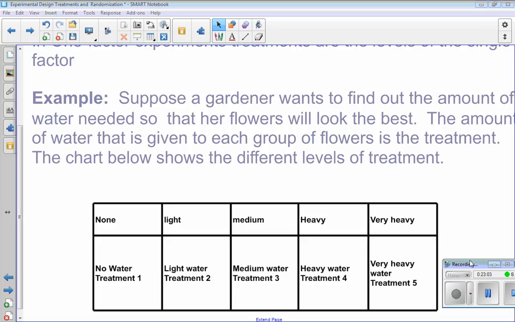That I buy how many marigolds? More than 5. At least 10, so I have 2 in each treatment group. 15 might be best, or even more than that. Okay? Good.